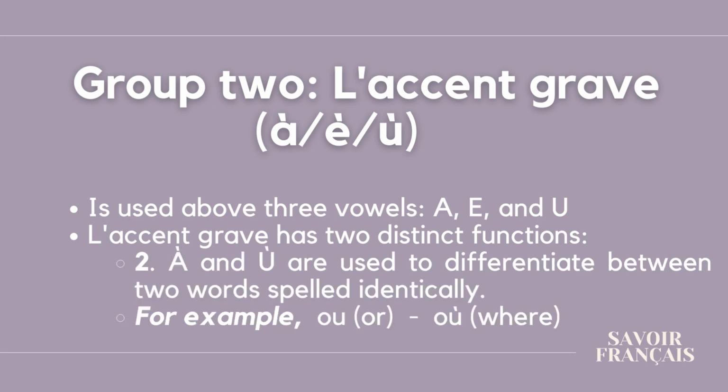However, A and U accent grave do not represent a sound change, but are used to differentiate between 2 words that are spelled identically. For example, ou and où. Notice that they are pronounced the same, but the only thing that differentiates them is the U accent grave. In this case, it completely changes the meaning of the word: or, to where.